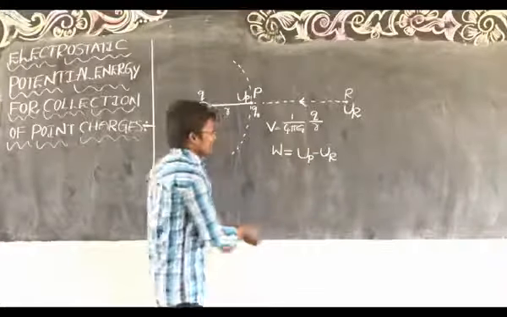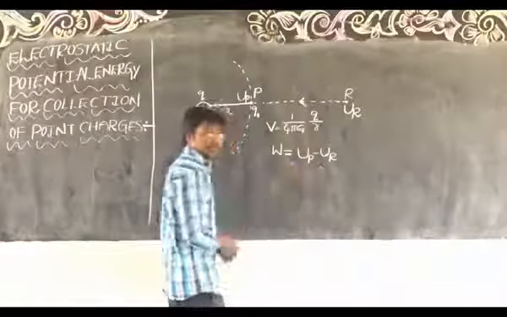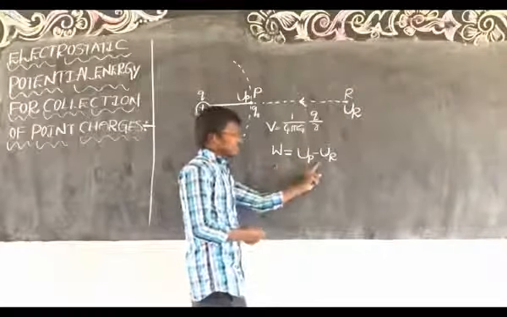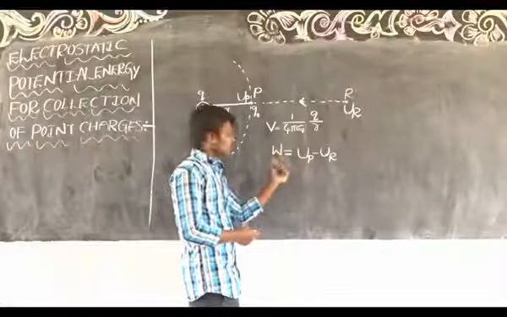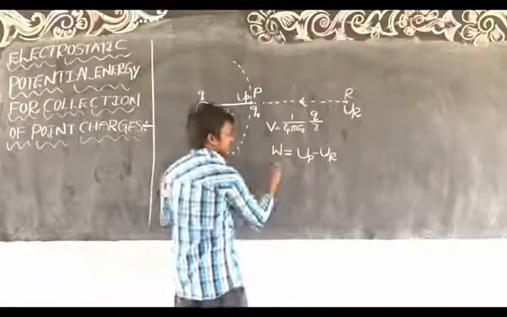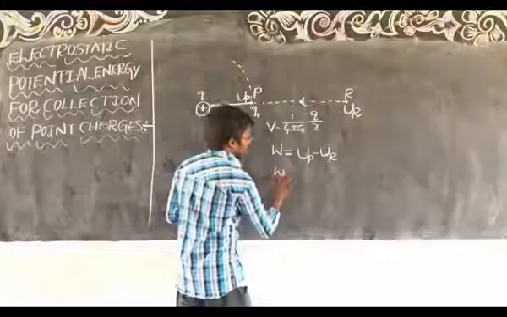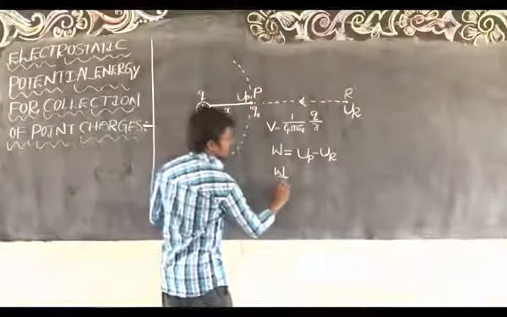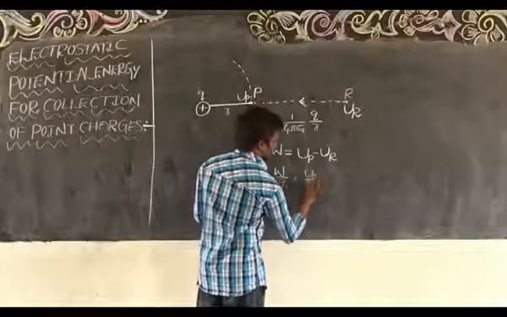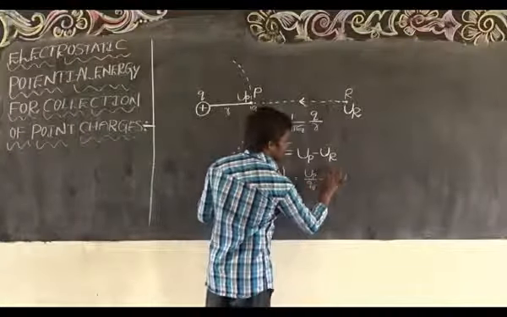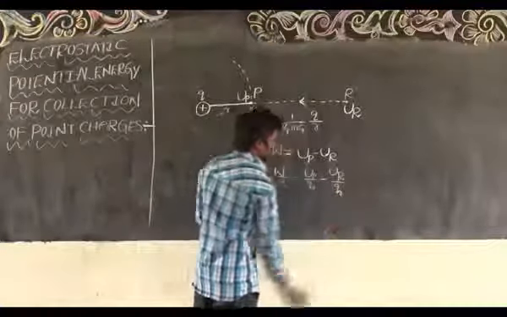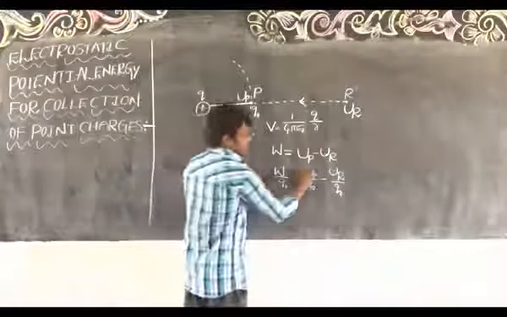Correct. Now after that, I am dividing both sides by the test charge. So here W by what is the test charge here? Q naught is equal to U_P by Q naught minus U_R by Q naught. You know this already.